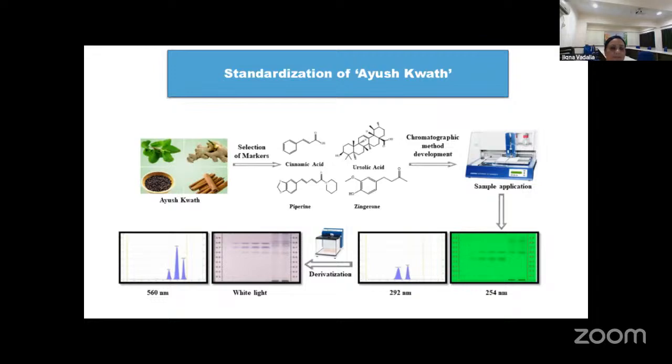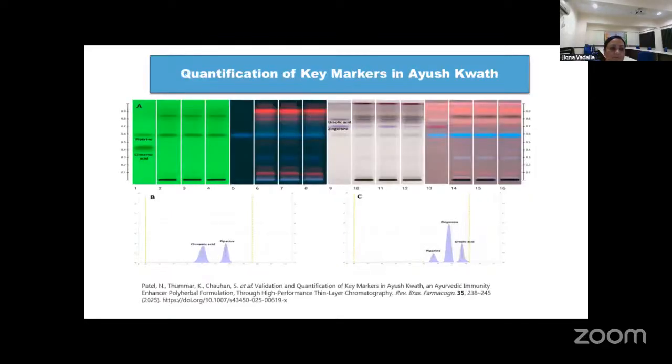For this, in IO squad there are four components: tulsi, ginger, Piper nigrum, and cinnamon. For these four, we have selected four markers and developed the method. Here also we are able to see two before derivatization and two after derivatization.